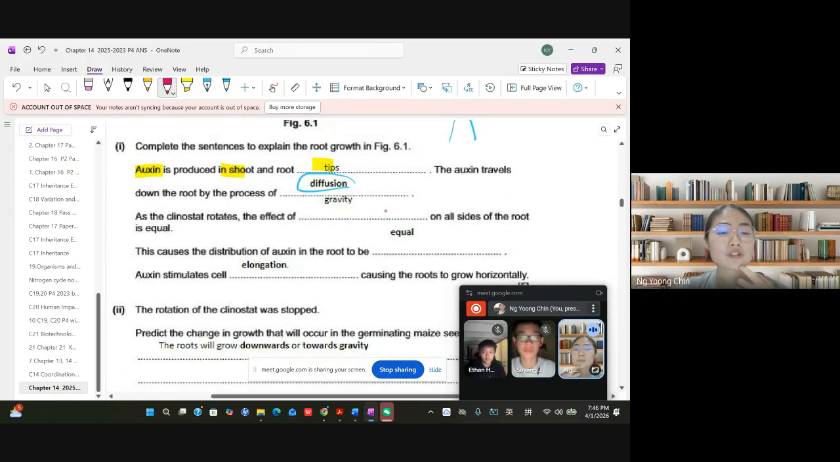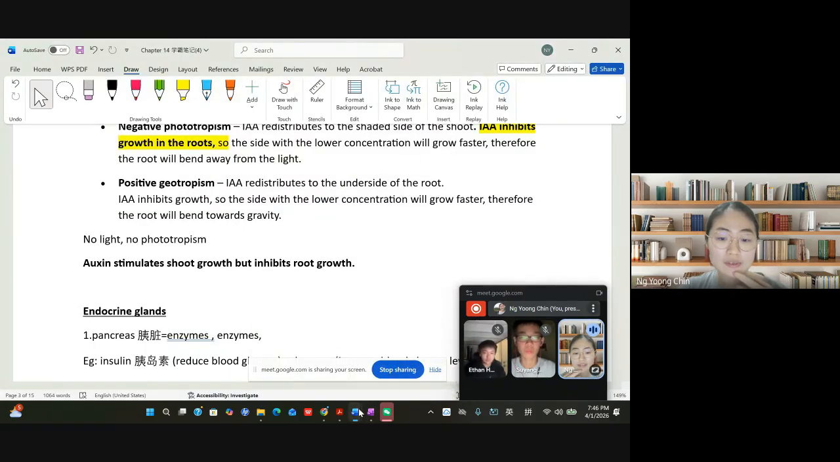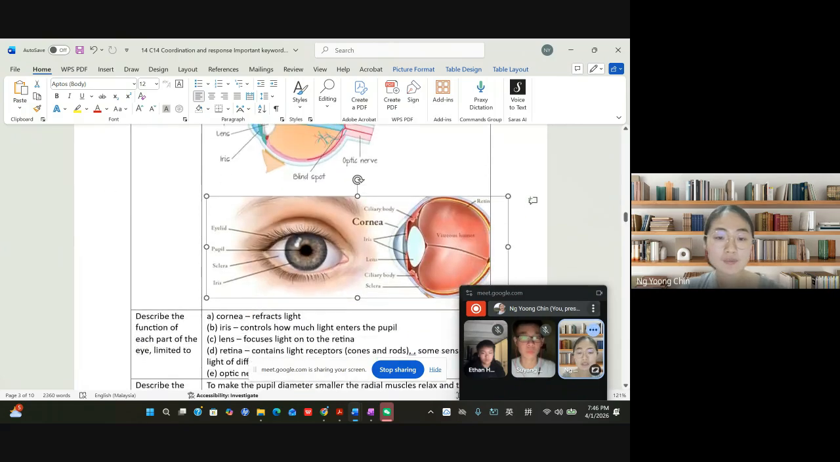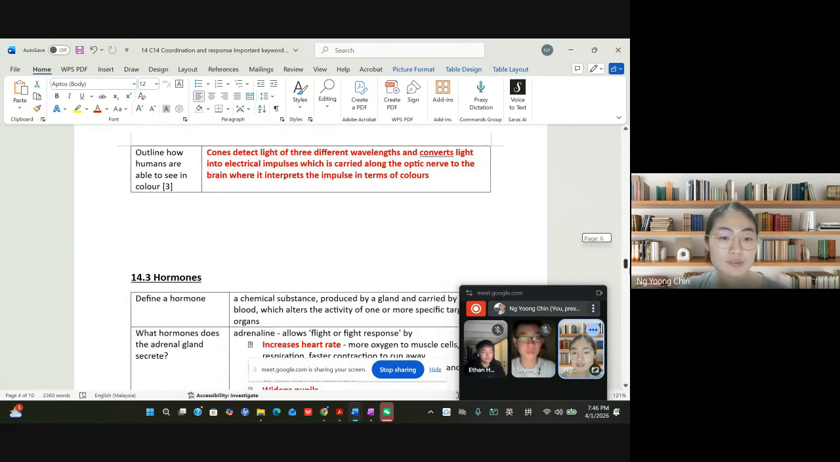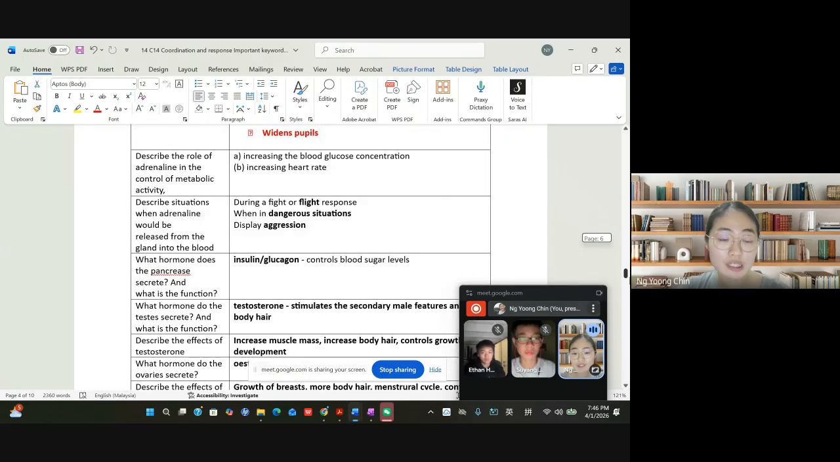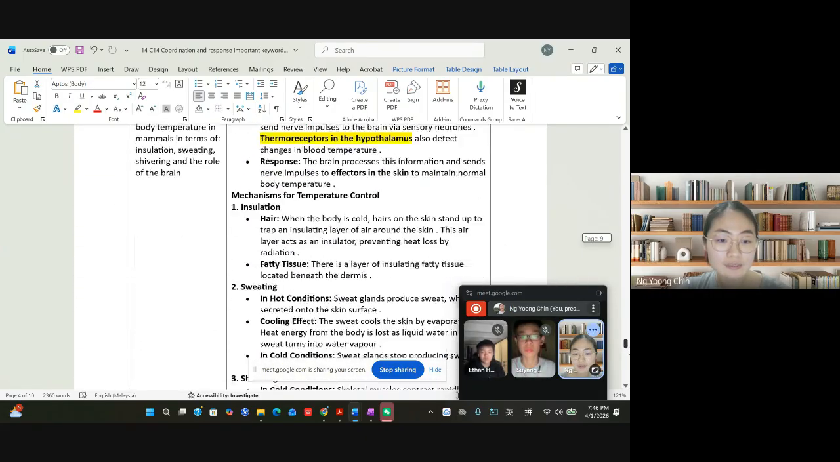Yeah, and then you should know about the function of auxins. What is the function of auxins? If the exam asks you, you can refer to here. Tell me, auxins. Okay, so that's why you should read the notes for the chapter on auxins. Yeah, it's here, this part.